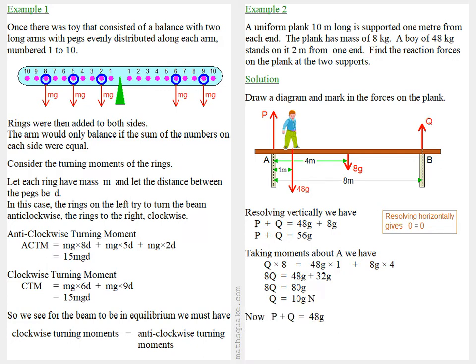Now we know that P plus Q is 48G, and so P is 38G newtons. So we have P is equal to 38G, which is 372.4 newtons, and Q is 10G, which is 98 newtons.